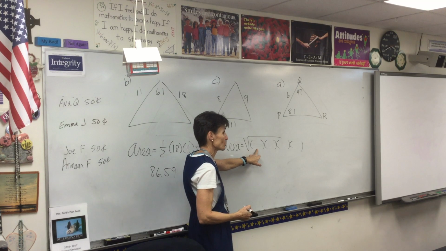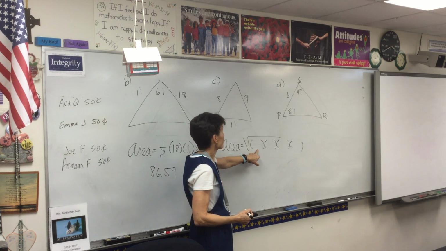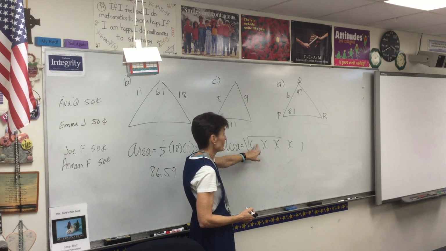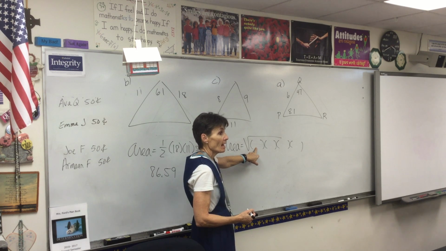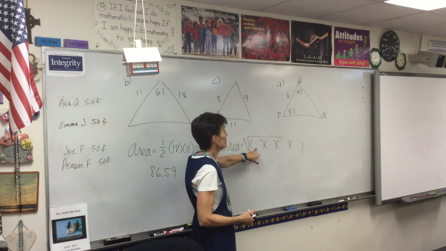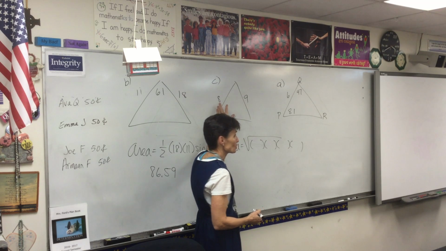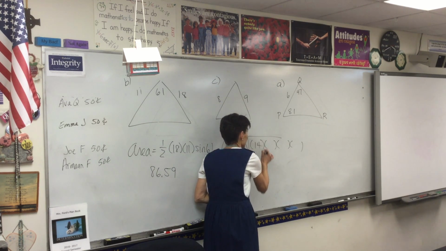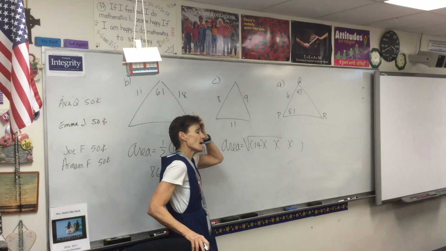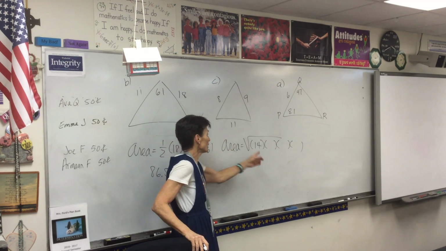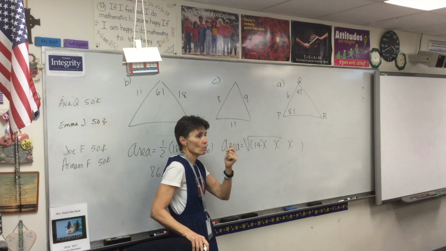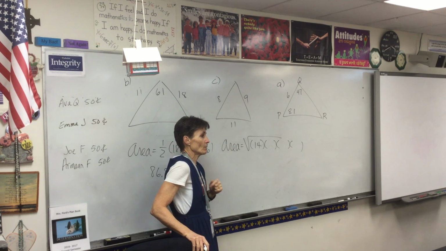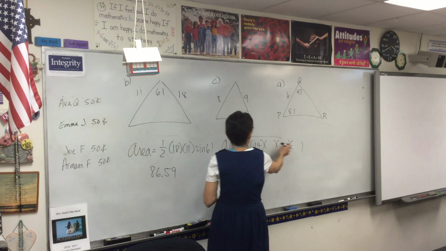What goes in the first blank? Half the perimeter. So the perimeter looks like it's 28, so half is 14. Every time I grade these papers, I have people putting 28 in there. No. The semi-perimeter goes in there. 14. Then what goes in the rest of the parentheses?